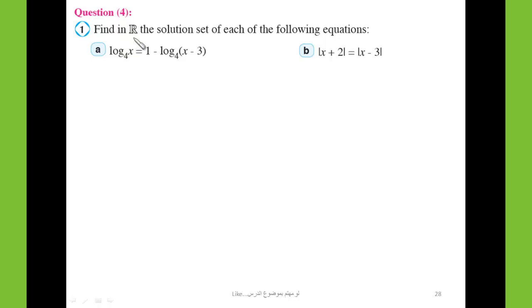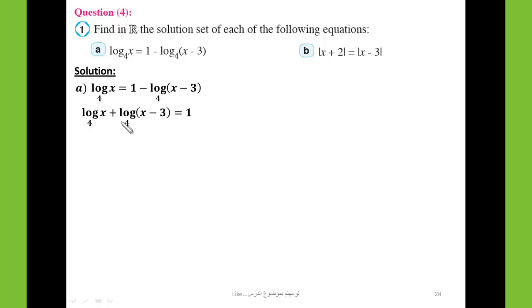Question 4. Find in R the solution set of each of the following equations. A. Logarithm x to the base 4 equals 1 minus logarithm x minus 3 to the base 4. B. Absolute value of x plus 2 equals absolute value of x minus 3. First, we solve A. We have logarithm x to the base 4 equals 1 minus logarithm x minus 3 to the base 4. Logarithm x to the base 4 plus logarithm x minus 3 to the base 4 equals 1.